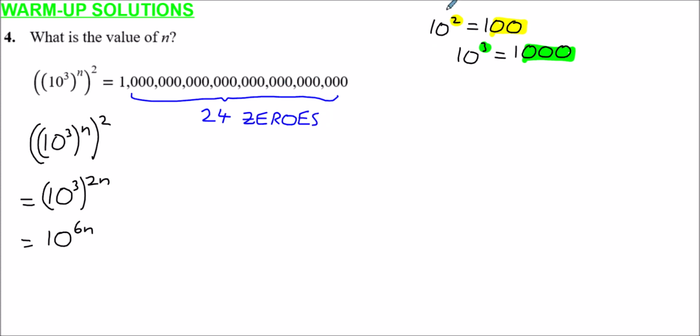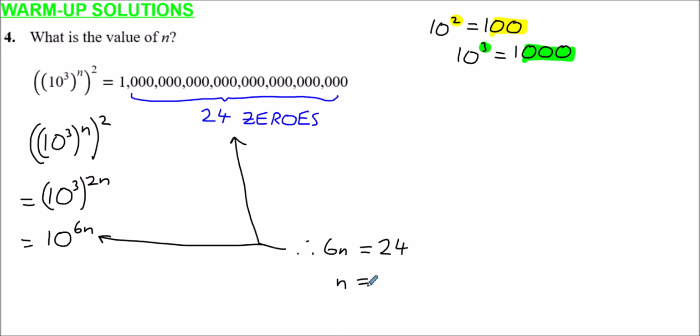So like I've said, the power of 10 tells us how many zeros there are. And so 2, 2, 3, 3. In the same way, 6n must be equal to 24. So using these two bits of information, we can now say that therefore 6n must be equal to 24. The key link is making that conceptual understanding. Once you've got that, this is the easiest equation in the world to solve. Well, maybe not the easiest in the world, but it's pretty straightforward. Just divide through both sides by 6, n equals 4. And we've done the warm-up questions.